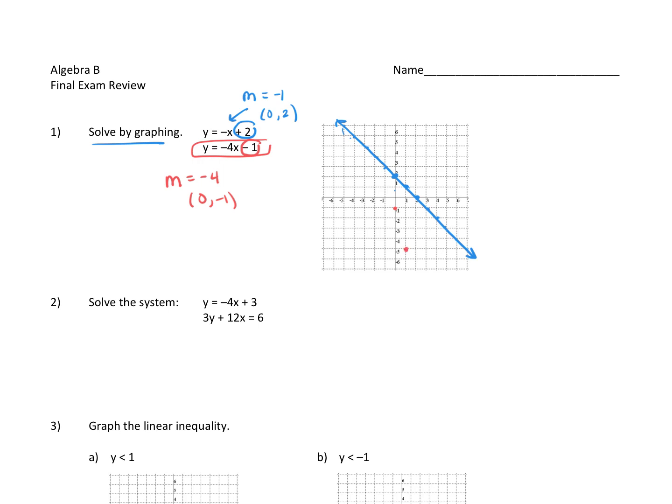We'll backtrack the other way, go back to your y-intercept, go up 4, 1, 2, 3, 4, and to the left 1, 1, 2, 3, 4 to the left 1. We draw in our line.